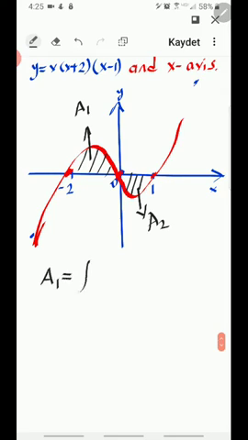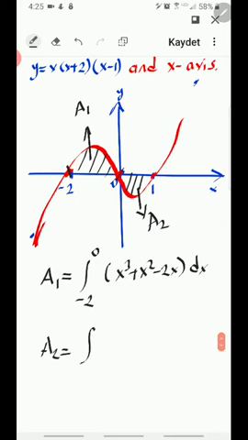Area 1 is a definite integral from where to where? You see that it starts from -2 up to 0, so the lower and upper limits are -2 and 0. The function we already knew, x times (x plus 2)(x minus 1), or just x cubed plus x squared minus 2x, dx. In the second, the area will be something like that. Here it starts from 0 to 1. From 0 to 1, we have the same function, x cubed plus x squared minus 2x, dx.